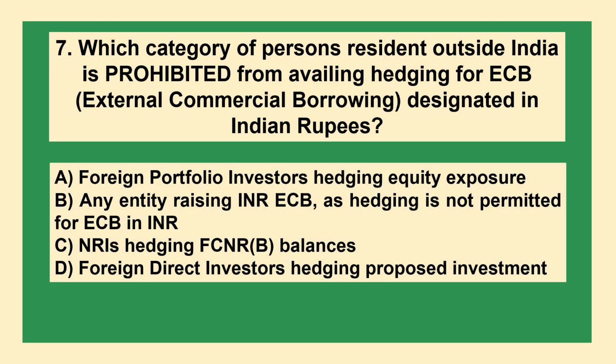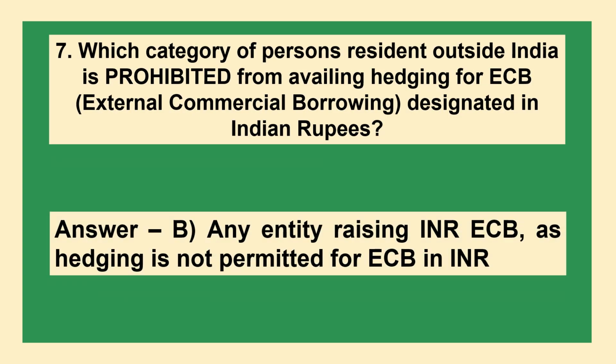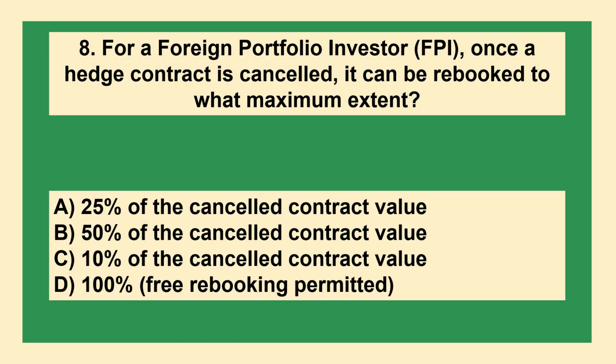Which category of persons resident outside India is prohibited from availing hedging for ECB, external commercial borrowing, denominated in Indian rupees? Option A. Foreign portfolio investors hedging equity exposure. B. Any entity raising INR ECBs, as hedging is not permitted for ECB in INR. C. NRIs hedging FCNR balances. D. Foreign direct investors hedging proposed investment. The answer is option B. Any entity raising INR ECB, as hedging is not permitted for ECB in INR.